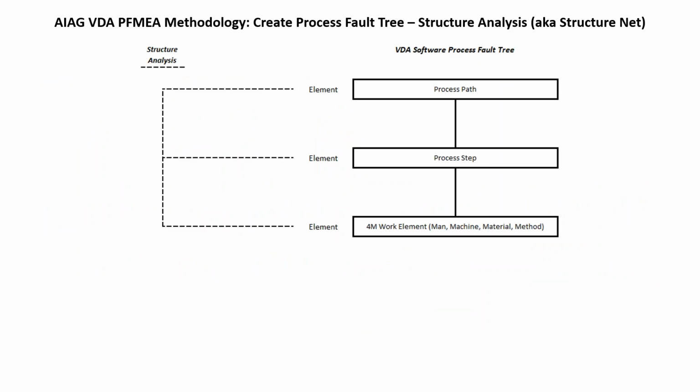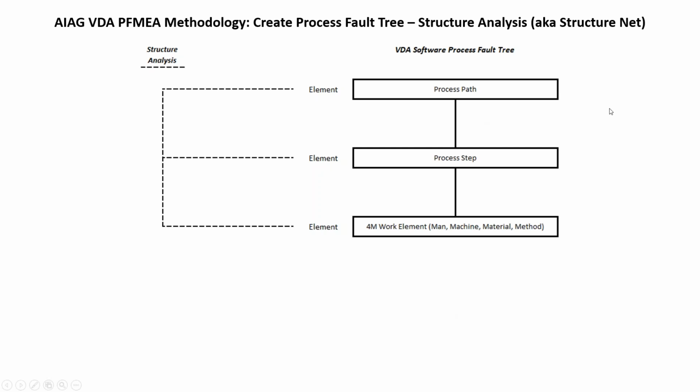Just like the design FMEA, you have a fault tree, but it's a process fault tree. And the big difference between this fault tree and the product fault tree is you can only have 3 levels. In the other fault tree that we went through, you can have as many levels as you want. It basically depends on how many assemblies, subassemblies, and components. In this particular case, you're only going to have 3 levels.